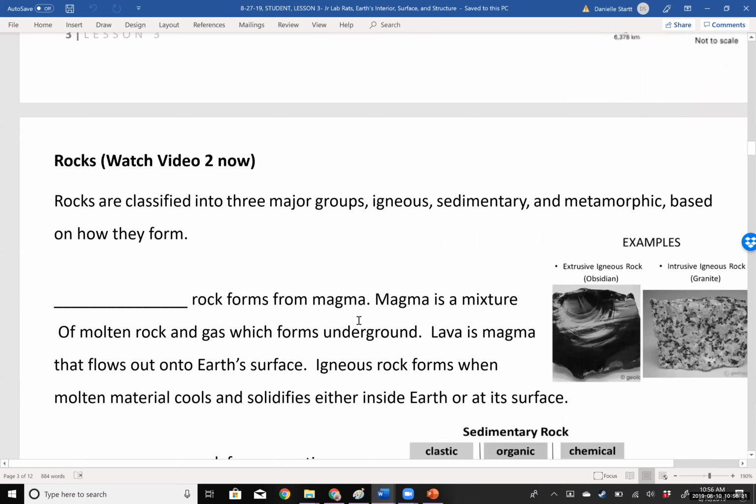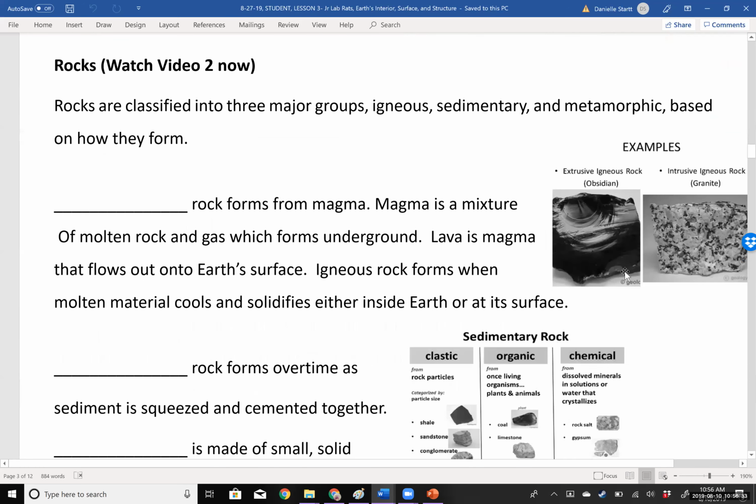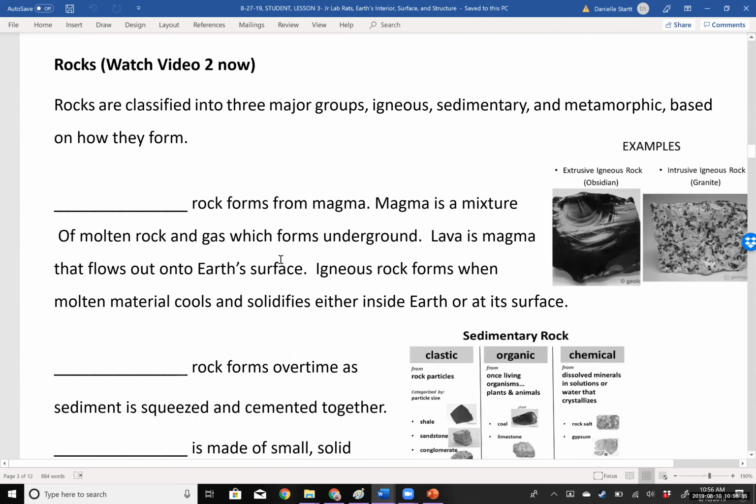Okay, if you finished this first page and the second video, rocks are now classified into 3 major groups: igneous, sedimentary, and metamorphic, based on how they form. Okay, we have examples over here too, some nice graphics for you to look at. Blank rocks form from magma. Magma is a mixture of molten rock and gas, which forms underground. Lava is magma that flows out onto Earth's surface.